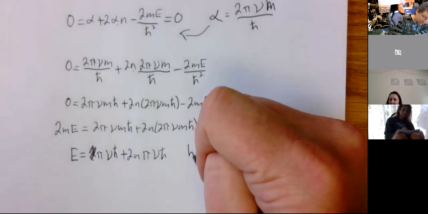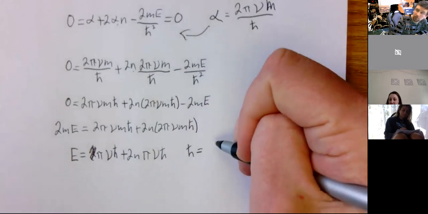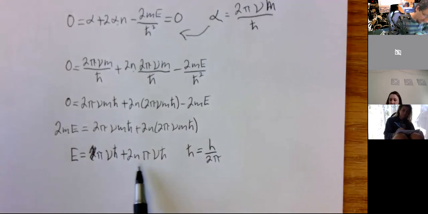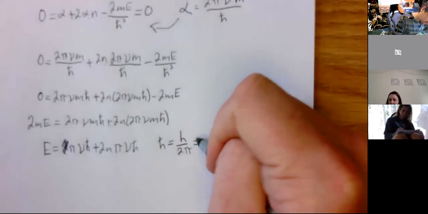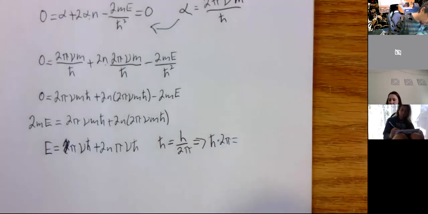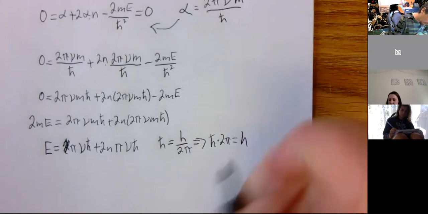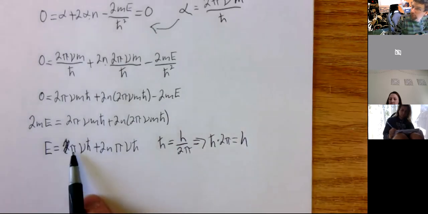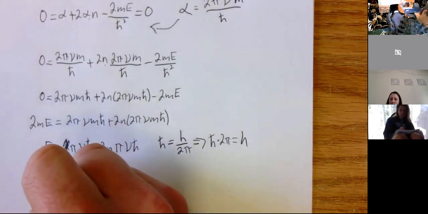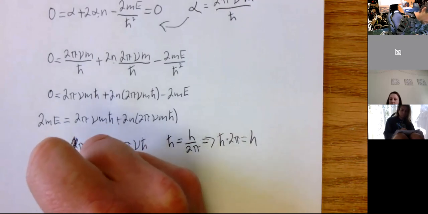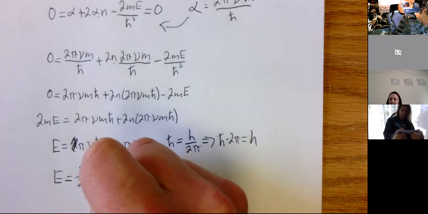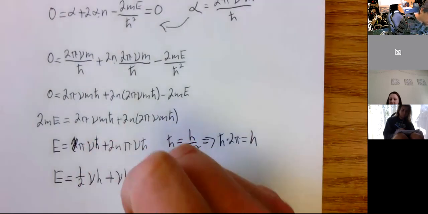Okay, if you remember, what's h bar again? It's h over 2 pi. Yep, h over 2 pi. So now if we have h bar times 2 pi, what's that equal to? Just h. Yeah, so now we have a bunch of h's in here. We can pull out that pi and make this simpler. This becomes 1/2 vh. This term becomes vhn.